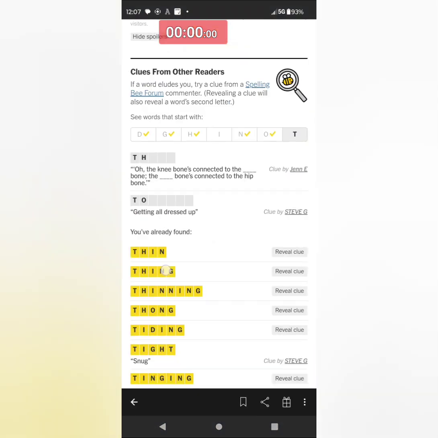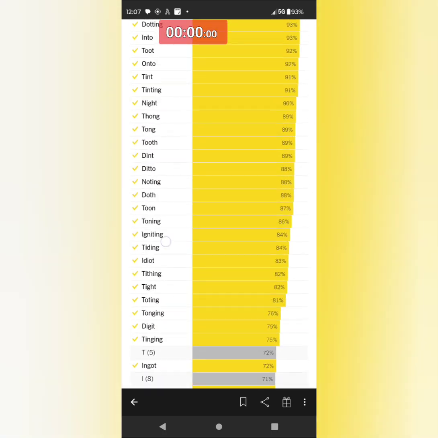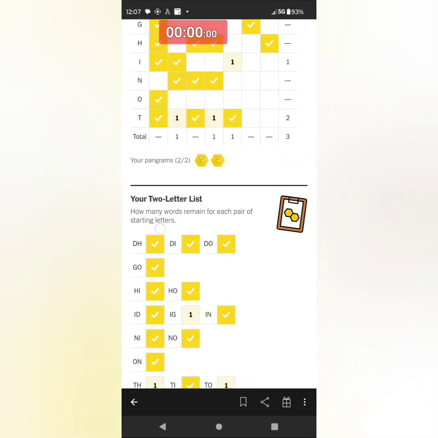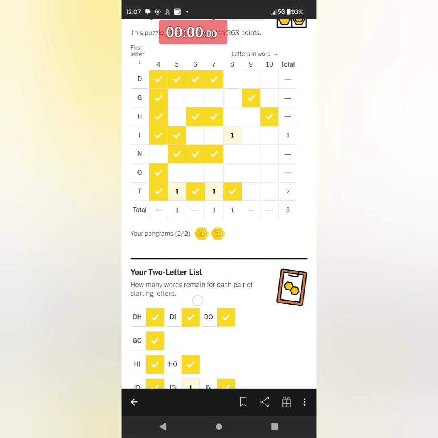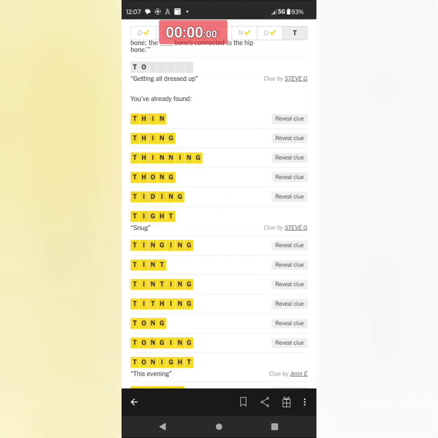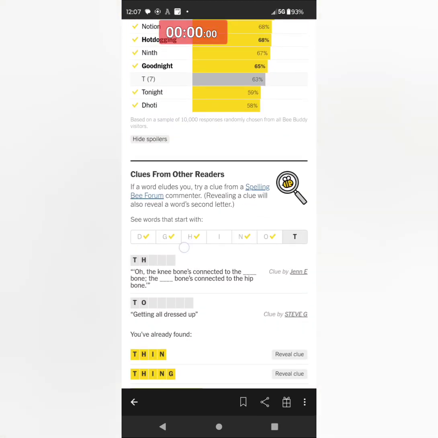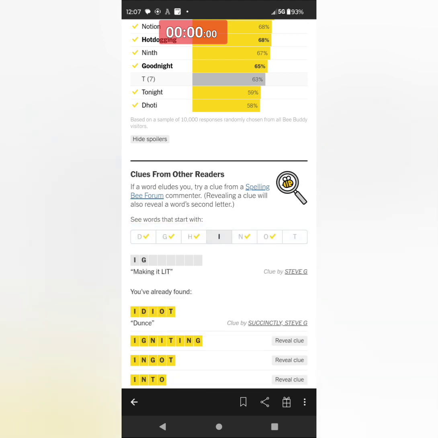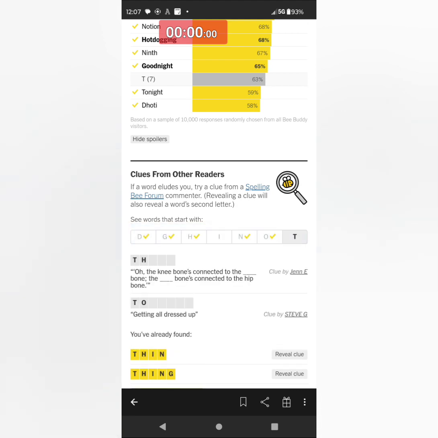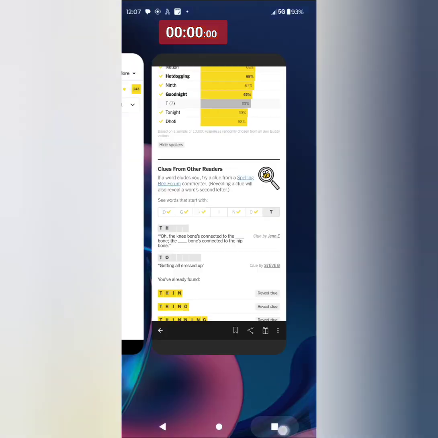So I've got now 3 left. 3 left for the Queen Bee, an I, and 2 T's. We'll see what happens.